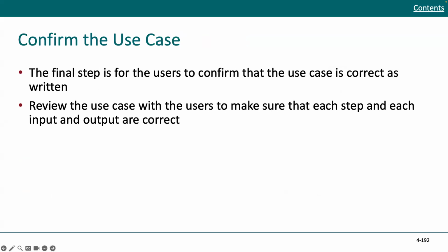Then we get into confirming the use case. The final step is for the users to confirm that the use case is correct as written. You want to review the use case with the users to make sure that each step and each input and output are correct.